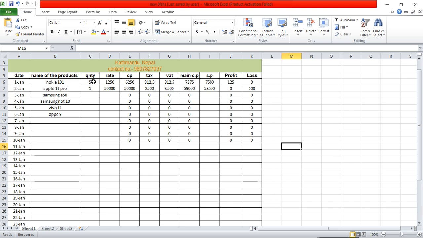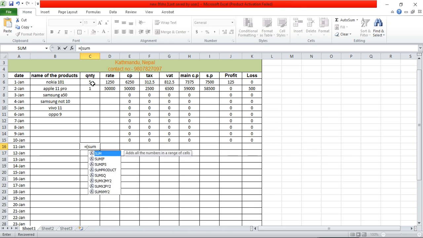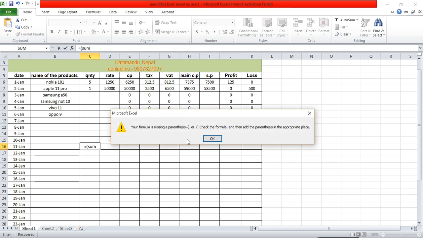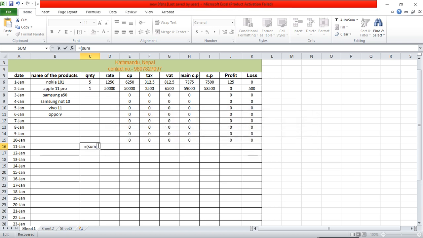So for the quantity, select where you want to get the total quantity, like click here, then type equals to. You don't have to count the quantities also, but I'm counting just for example only. Okay, open the bracket, and you have to write sum, from where to where, is equals to sum.